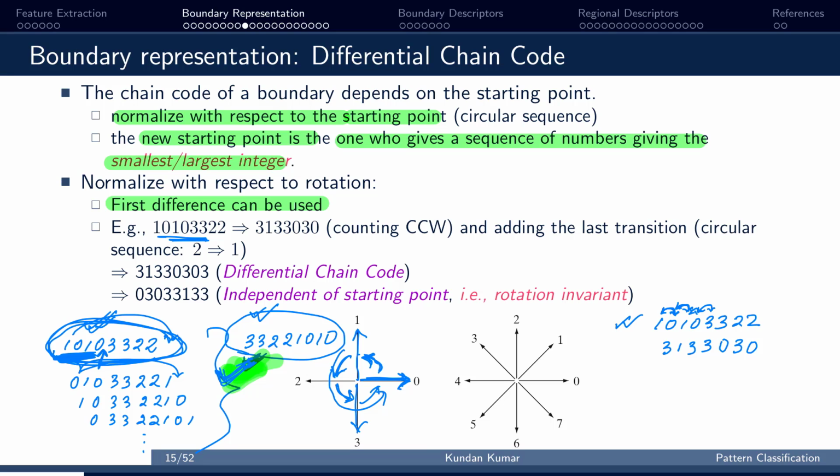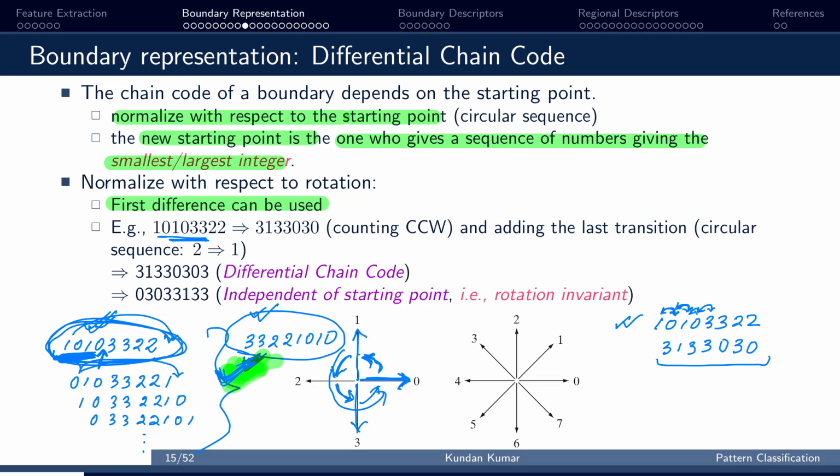So we can write the first differential chain code. Here we counted in the counterclockwise direction. We can perform it in the clockwise direction as well, but keep in mind that whatever direction we choose, it must be consistent throughout our implementation or algorithm. Now we have chosen counterclockwise, so we have to be strict with it.